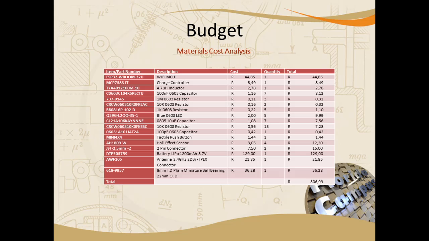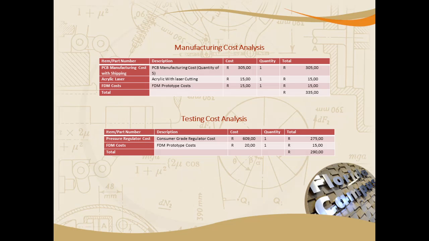For the budget, I spent 306 Rand on components, 335 Rand on manufacturing, and 290 Rand on the test jig.